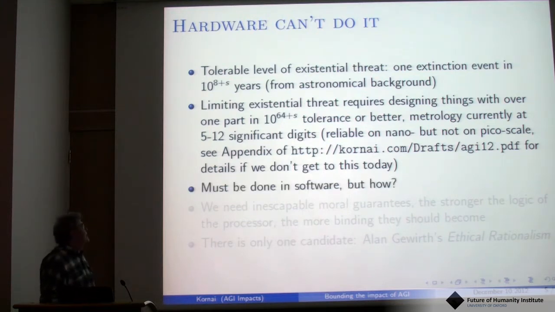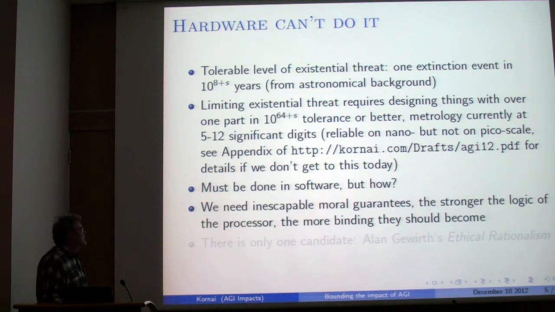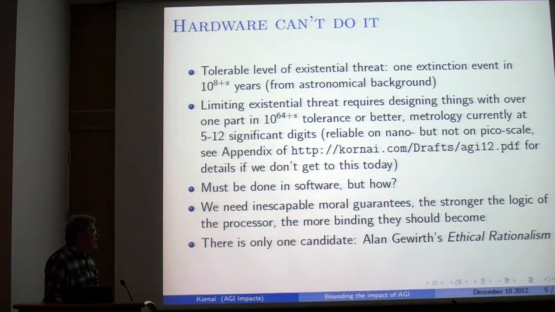So if it cannot be done in the hardware, then it must be done in the software. That's very simple. How can we do this? What we need are inescapable moral guarantees. And the stronger the logic of the processor, the more binding they should become. That's the kind of thing that we need. And fortunately, there is something that supplies this, and this is the ethical rationalism of Alan Gewirth.